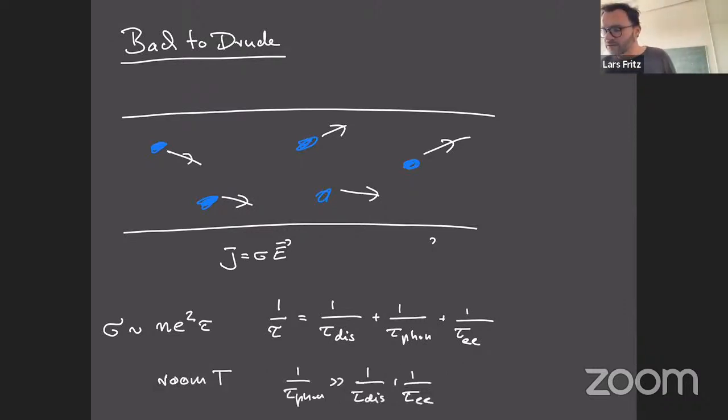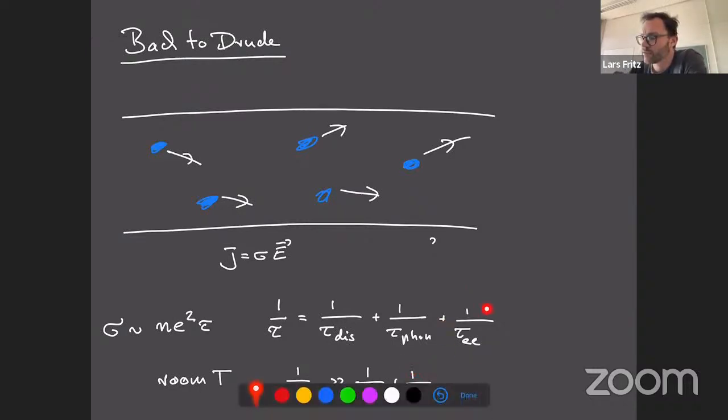Now, if you go to higher temperatures, don't take this room temperature too seriously. All I wanted to say here is that you can go to high temperatures. And if you go to high temperatures, it turns out that most of the time the phonons are actually the important scale.